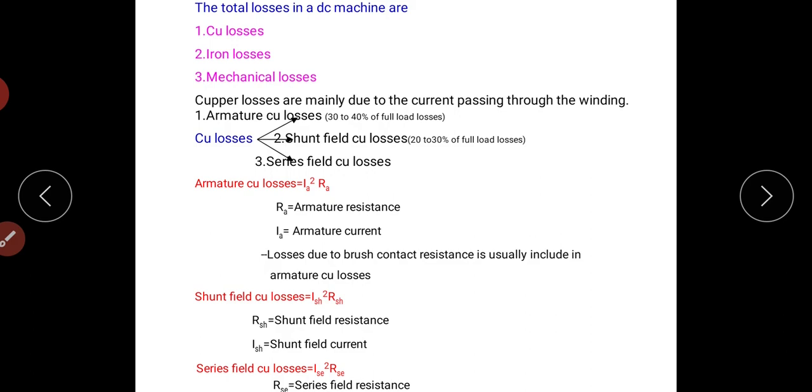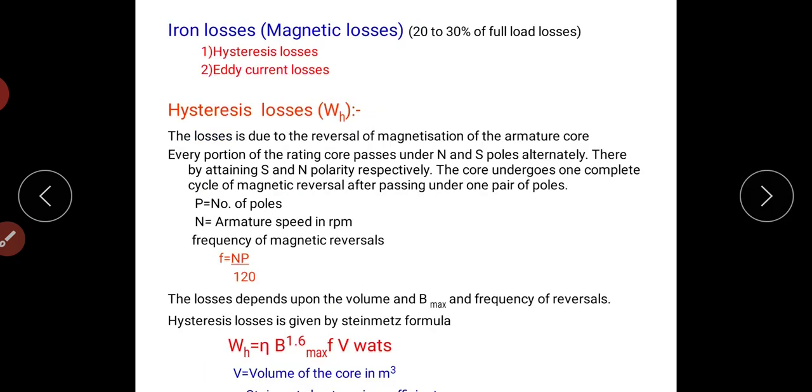So similarly, series field copper losses. Series field copper losses equals series field current square into series field winding resistance, ISC square into RSC. Here ISC is series field winding current, RSC is series field winding resistance. The armature copper losses are also called I square R losses.